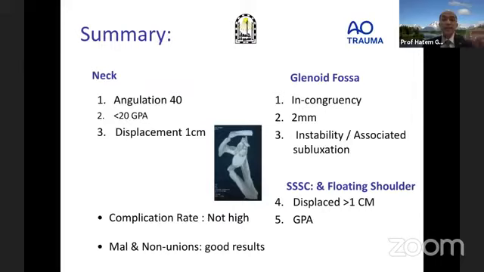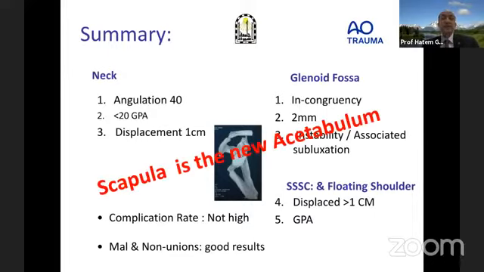Now, surprisingly, as we're seeing from the publications and the literature and from our experience, the complication rate for fixing these scapular fractures, even the bigger injuries, is actually not that high. And even for malunions and nonunions, you still get quite a good result, even if you do them delayed. So we should be fixing more scapular fractures. And to me, the scapula is the new acetabulum. We should be focusing on that and giving the upper limb, also in the shoulder, the very good function that it deserves. Thank you very much.